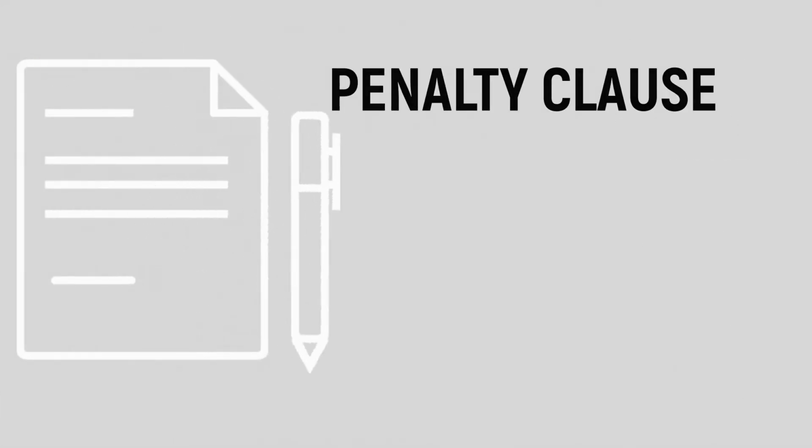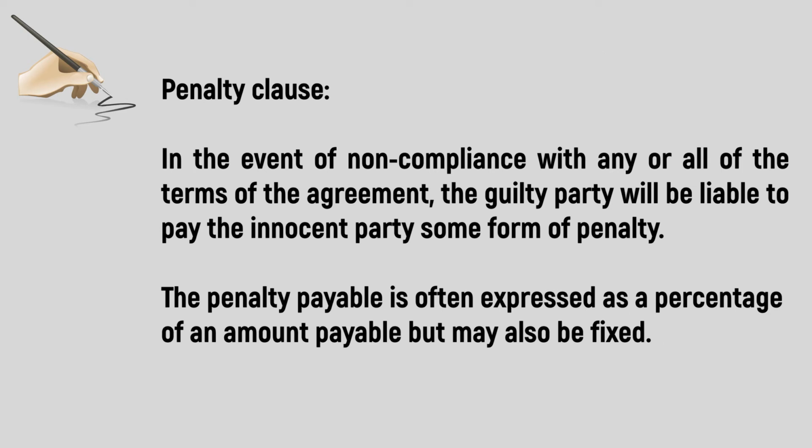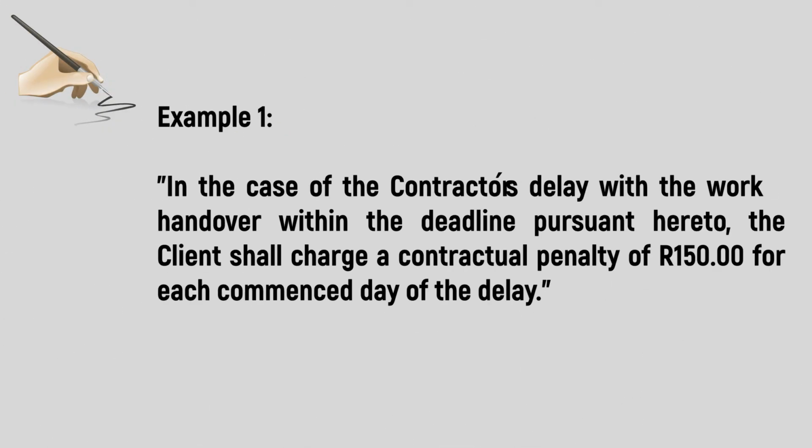Penalty clause. Depending on the nature thereof, an agreement may contain a penalty clause. Such a clause provides that in the event of non-compliance with any or all of the terms of the agreement, the guilty party will be liable to pay the innocent party some form of penalty. The penalty payable is often expressed as a percentage of an amount payable, but may also be fixed. An example of a penalty clause is the following.